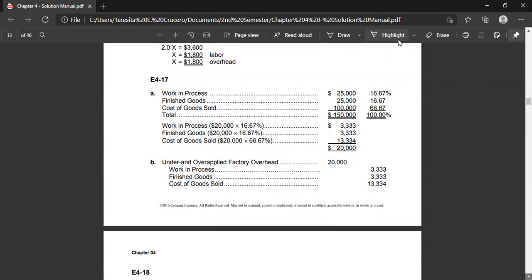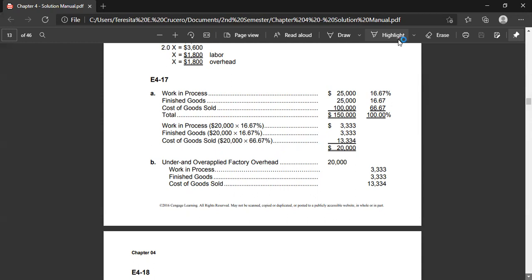So in letter A, we have the work in process given at 25,000, finished goods 25,000, and cost of goods sold of 100,000. Now, it is to be considered that your over or under applied factory overhead may be recorded or closed in one of two ways. One option is to close it only to cost of goods sold. So directly close to cost of goods sold.